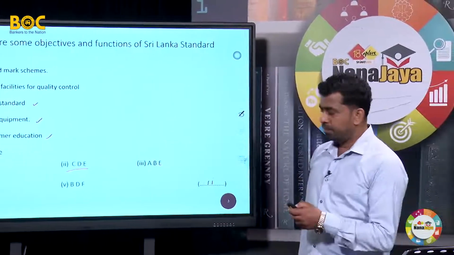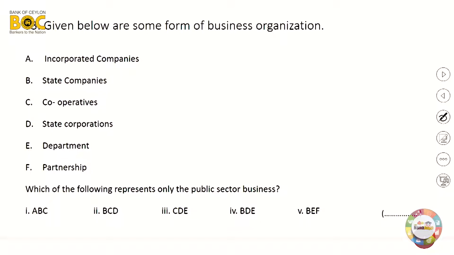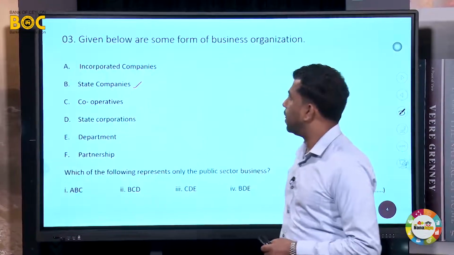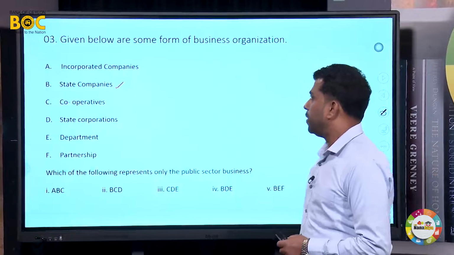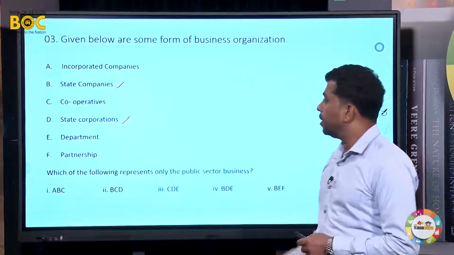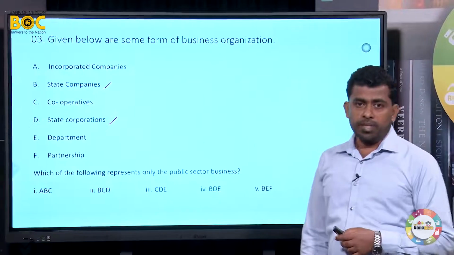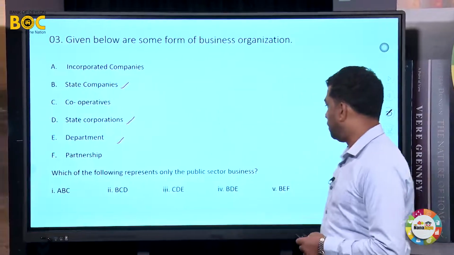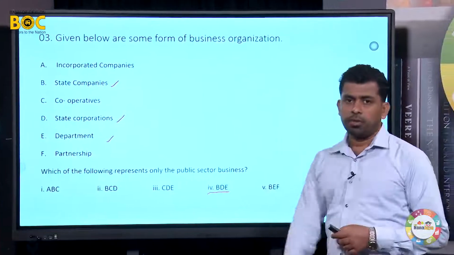Question number 3. Given below are some business organizations. Which of the following represent only the public sector businesses? Incorporated companies, there are some state incorporated companies and public sector-owned state companies. State companies. Cooperatives belong to the private sector. State corporations are state sector. Government departments are 100% government-owned business organizations. B, D and E, shown in the fourth option.